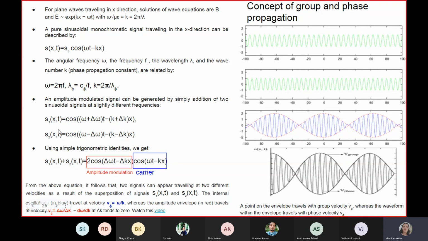S1 equals cos((omega plus delta omega)t minus (k plus delta k)x). Similarly, S2 equals cos((omega minus delta omega)t minus (k minus delta k)x). Using some trigonometric identities, we can combine these. S1 plus S2 equals 2 cos(delta omega t minus delta k x) times cos(omega t minus kx). This first portion is known as the amplitude modulation, while cos(omega t minus kx) represents the carrier information.